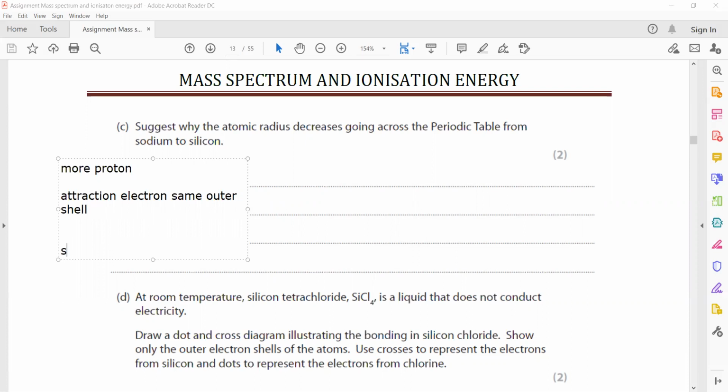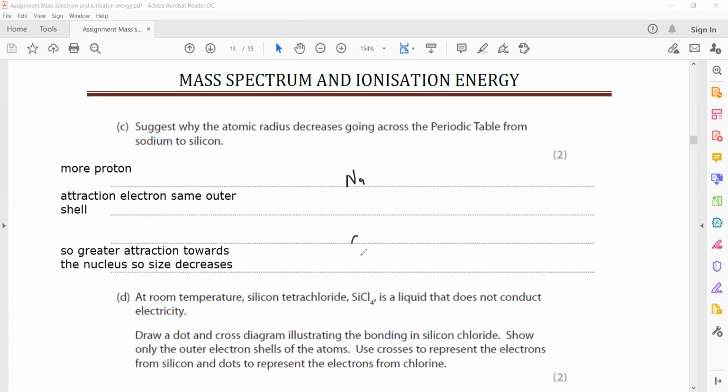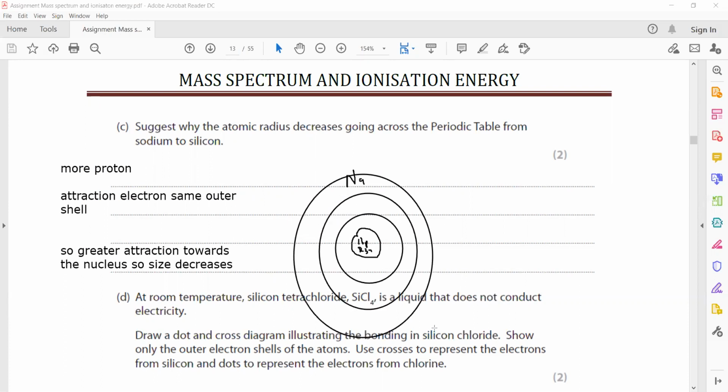So there is greater attraction towards the nucleus, so size decreases. Because what happened? For example, if I draw sodium, this is the nucleus of sodium, which has 11 protons and 12 neutrons. The first shell has 2 electrons, the second shell has 8 electrons, and the third shell has 1 electron.